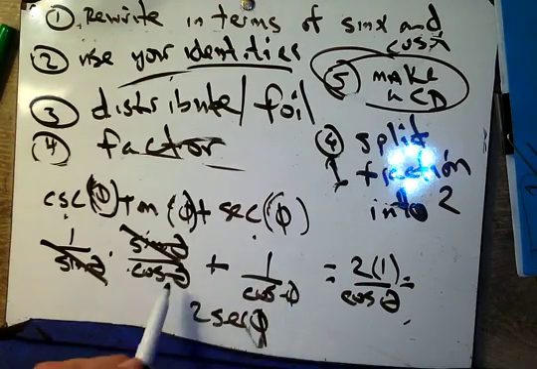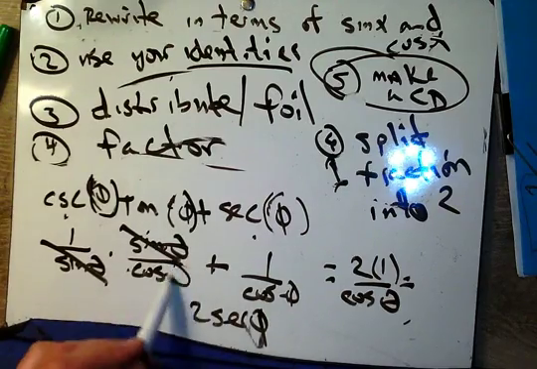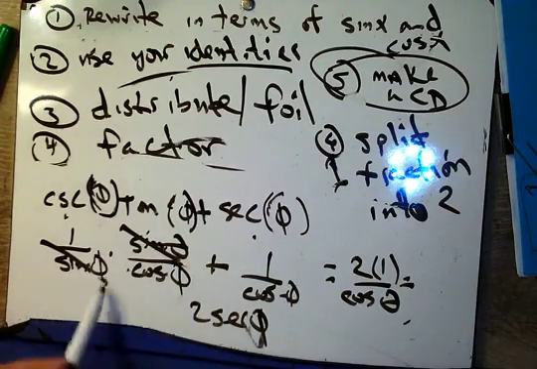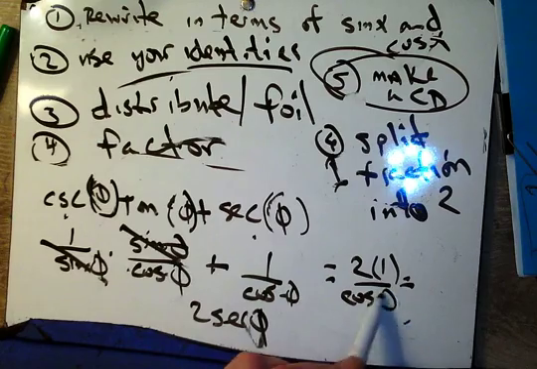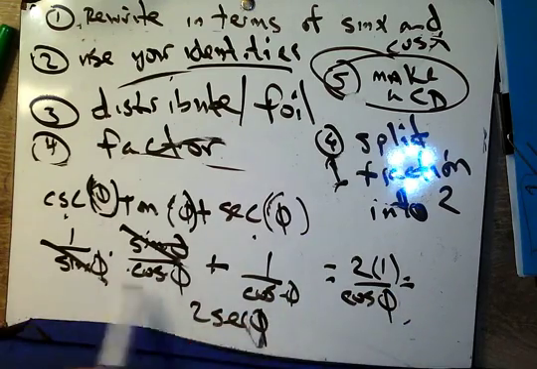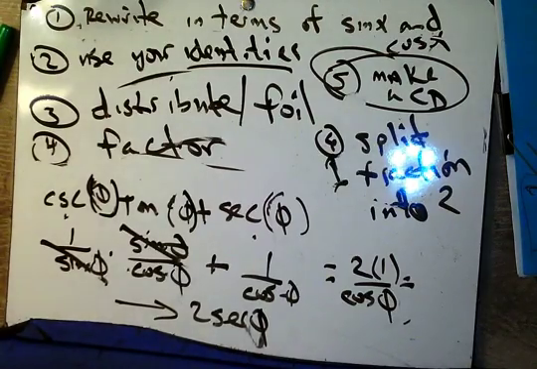Please don't change the angle in the middle of the problem. If you start with a little tree, finish with a little tree. If you're going to start with phi, finish with phi. And that's my simplified version. Okay?